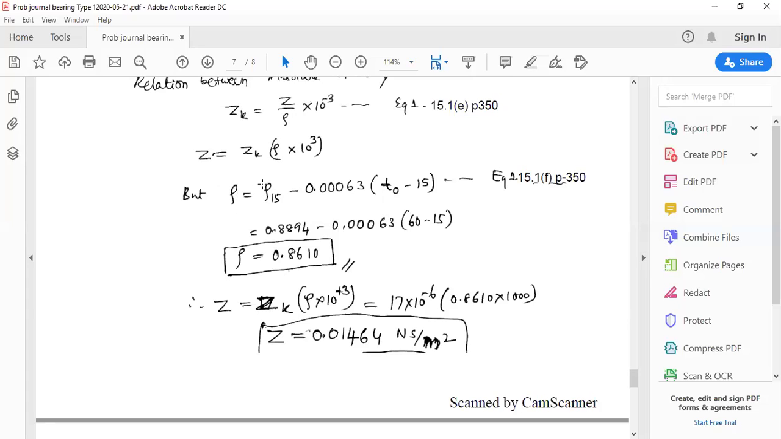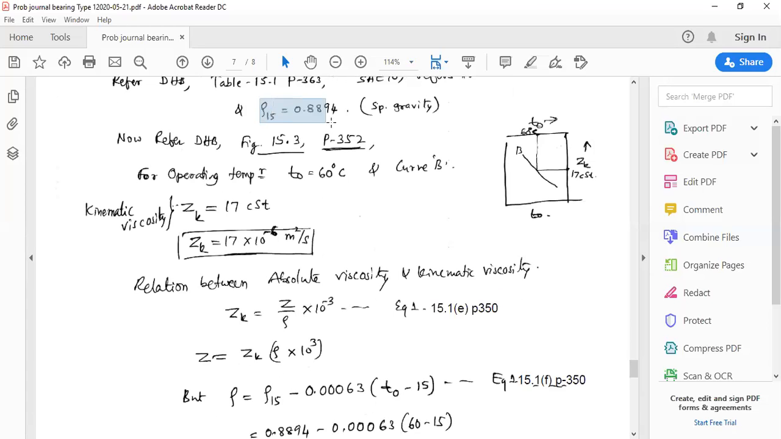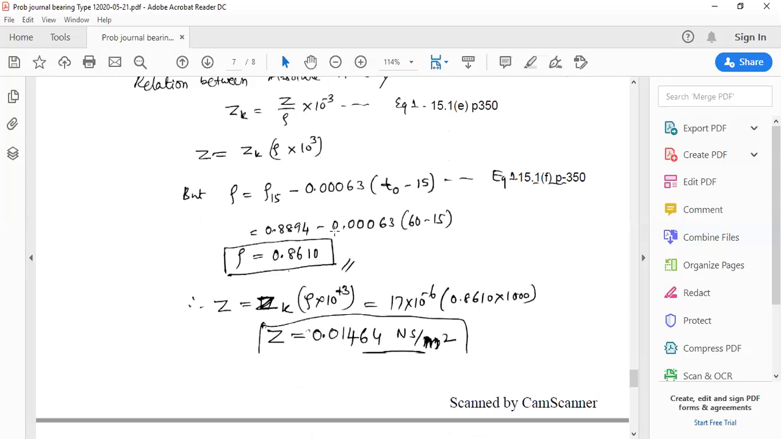So rho 15, that is specific gravity at 15 degrees centigrade, is noted from table number 15.1. That value is 0.8894. This is the specific gravity minus 0.00063 into bracket T naught minus 15, where T naught is the operating temperature, that is 60 degrees centigrade. This is available in the data handbook page number 350, equation number 15.1 F. So by substituting all the values, we get the rho value as 0.8610.